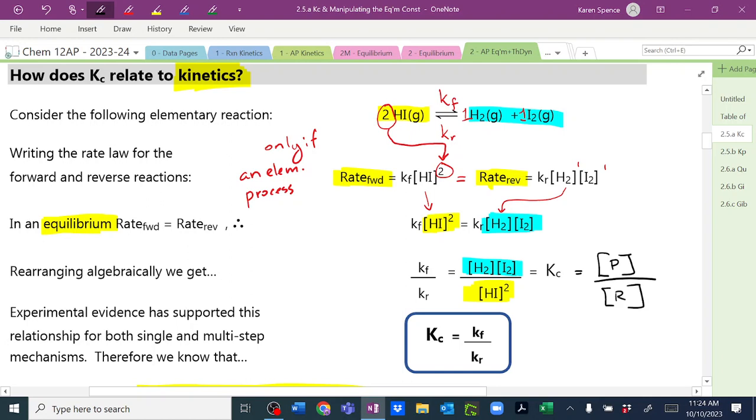Right, we got our products over our reactants. And what do we have if we have products over reactants? That's equal to Kc, which is also equal to Keq. And what that also means is that Kc is equal to the rate constant for the forward reaction divided by the rate constant for the reverse reaction. Yes?